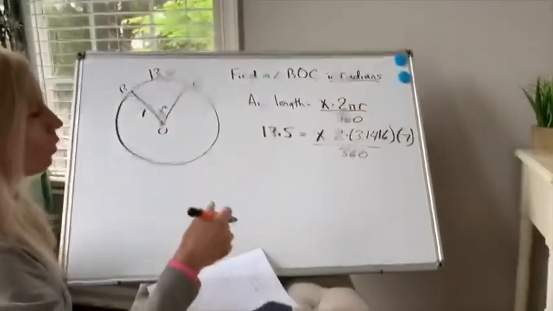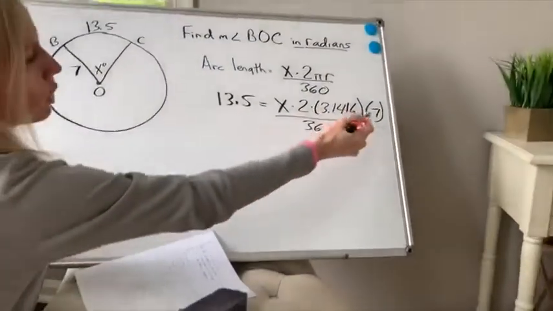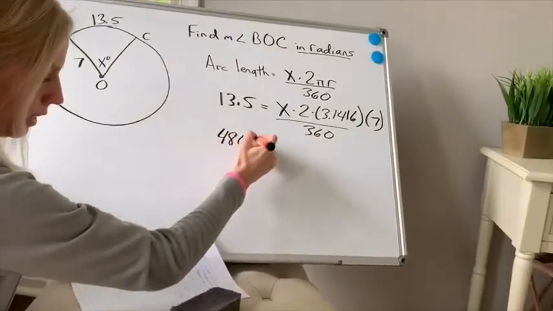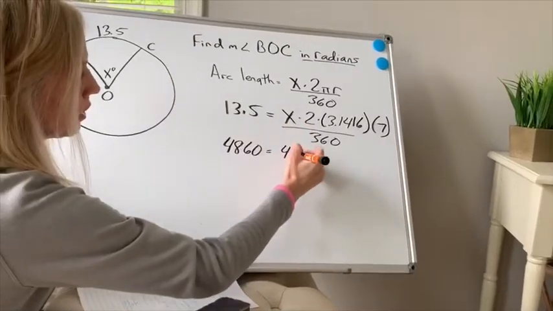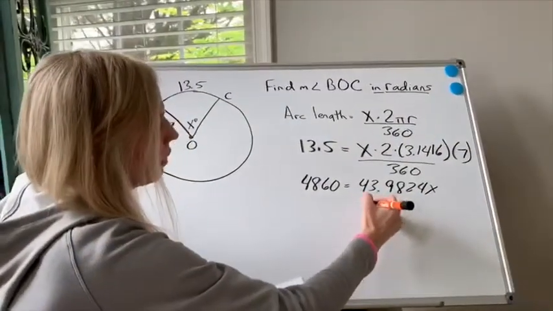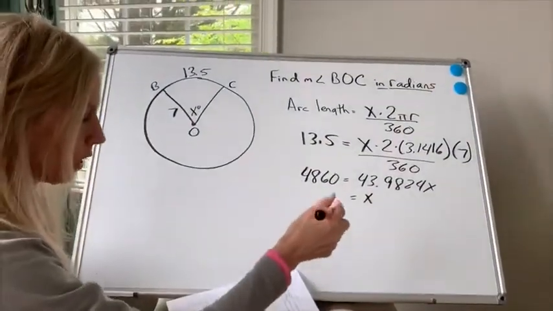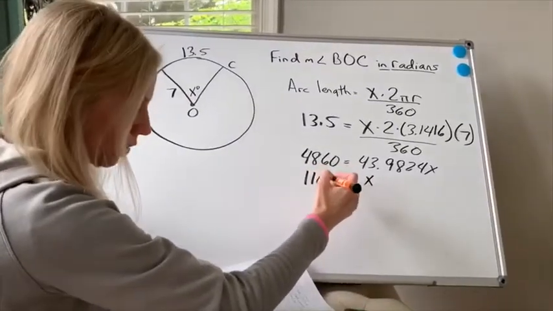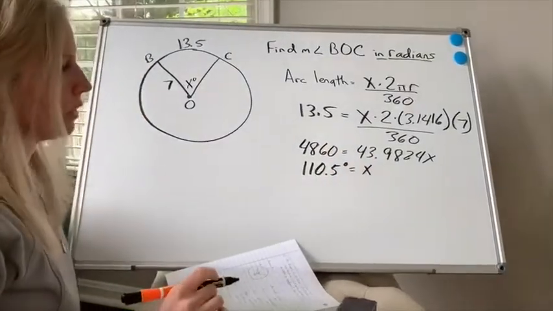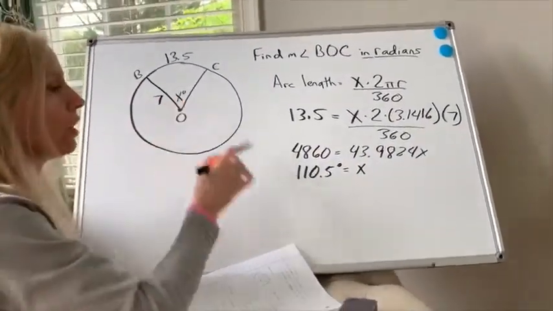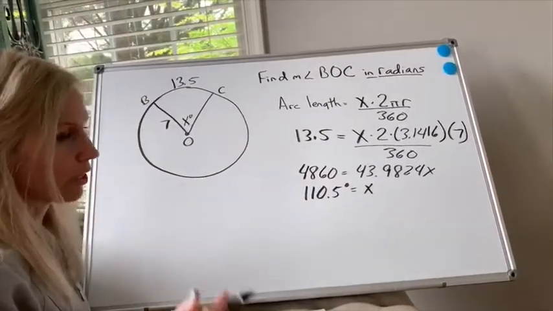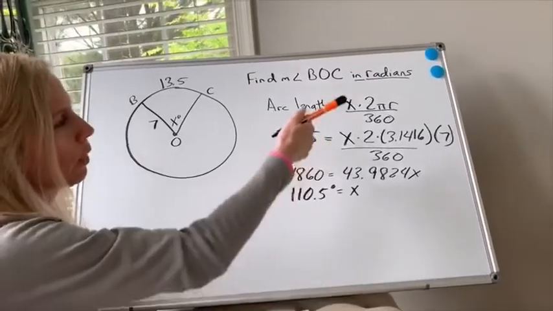When we do this algebraically, we're going to multiply both sides by 360. We end up with 4860 is equal to 43.9824x. Then divide both sides by 43.9824, and we get x is equal to essentially 110.5 degrees. So our answer here for x in degrees is 110.5 degrees. Now we're going to take this and convert it to radians.